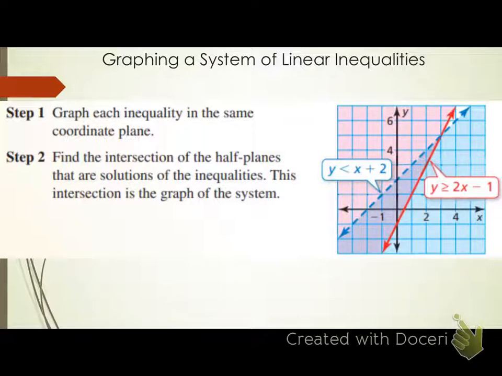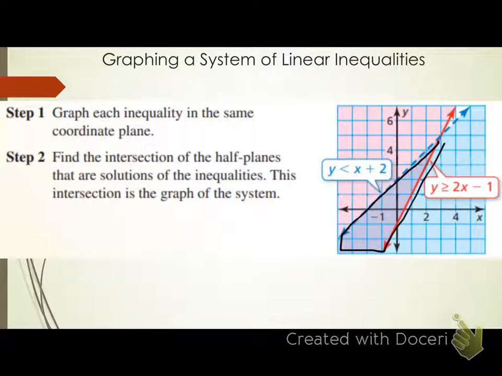Does everyone see how they got the two graphs of each inequality? Okay, so like it says here, find the intersection of the half planes that are solutions of the inequalities. This intersection is the graph of the system. So this half is red, this half is blue. Does everyone see where they're overlapping? It's kind of a purplish color. In that region is the solution of my system of inequalities.